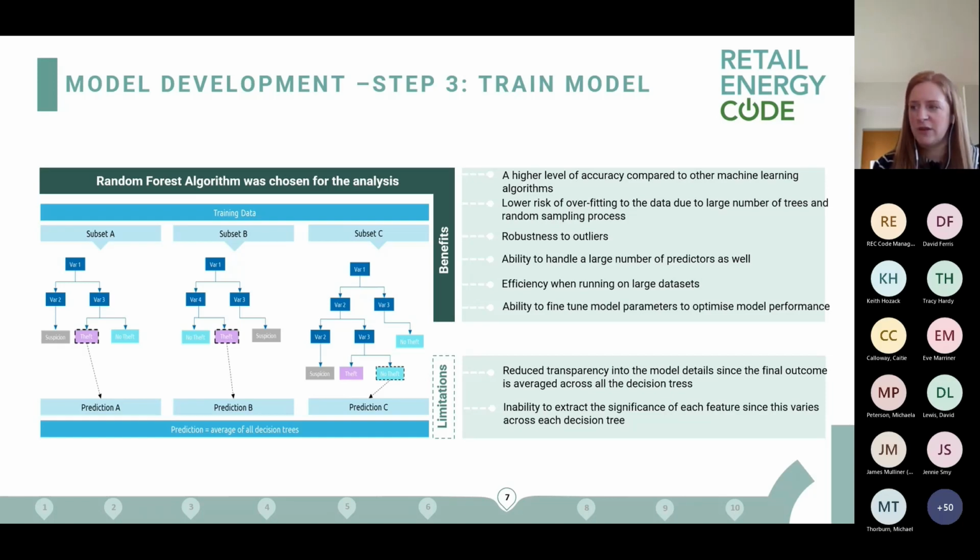Some of the limitations: there is a bit of reduced transparency of how the model uses some of the predictors because they're being averaged out across multiple decision trees. And there's an inability to extract the significance of each particular factor, since that varies across the decision trees. But on the whole, it was deemed to be the most appropriate algorithm to use in this case. We go on to the next slide, please.